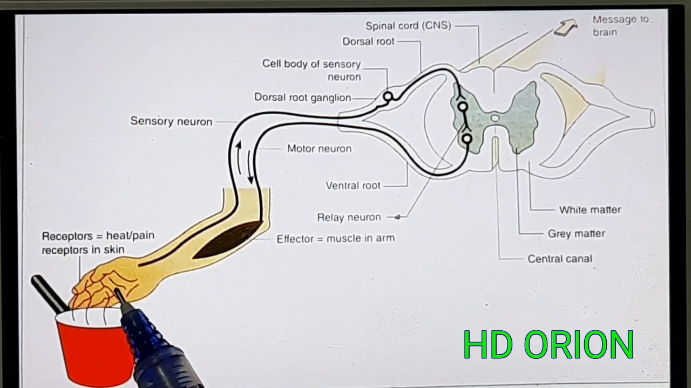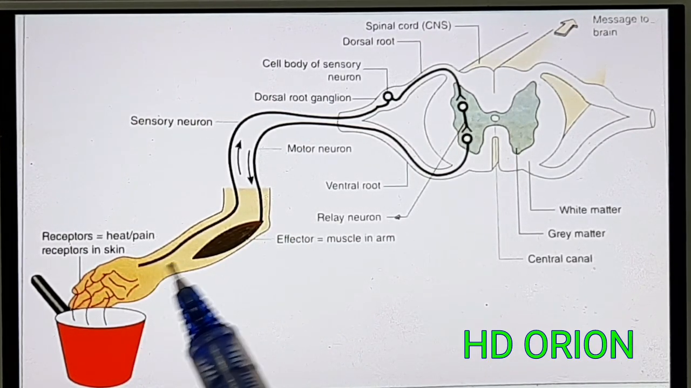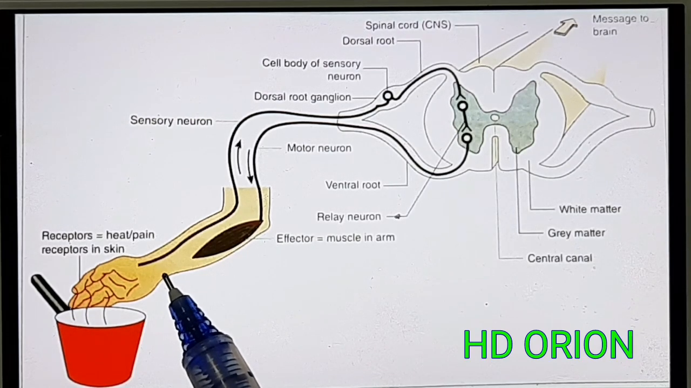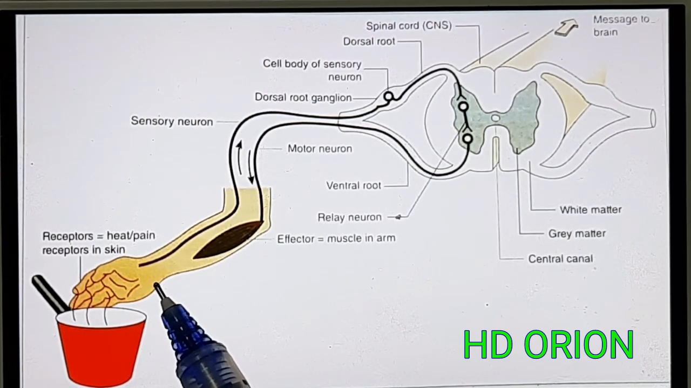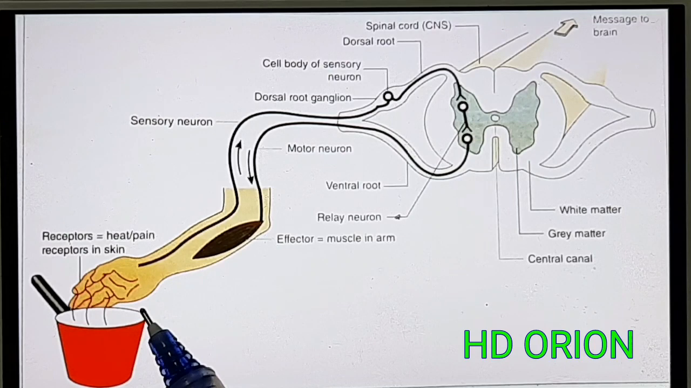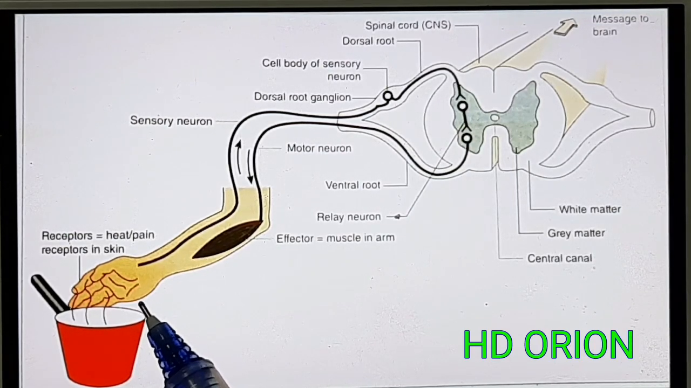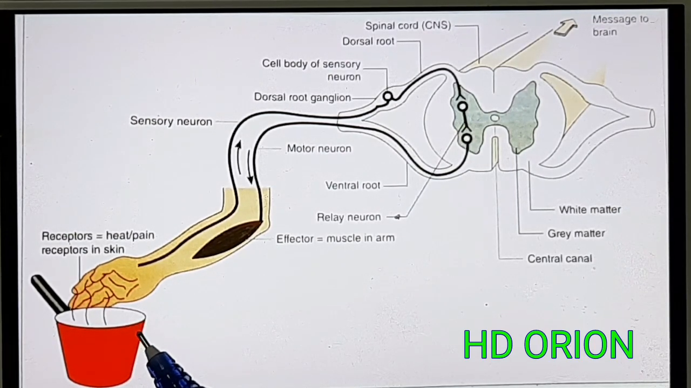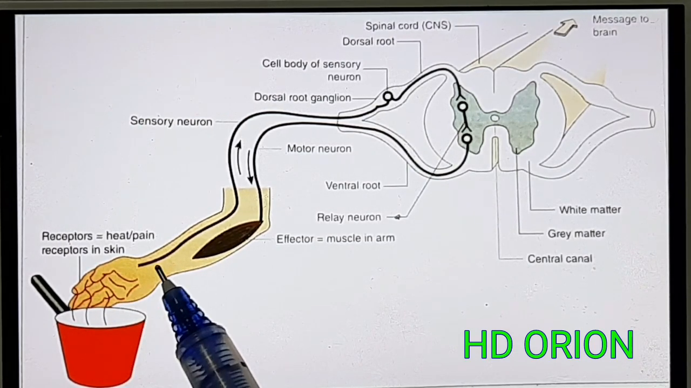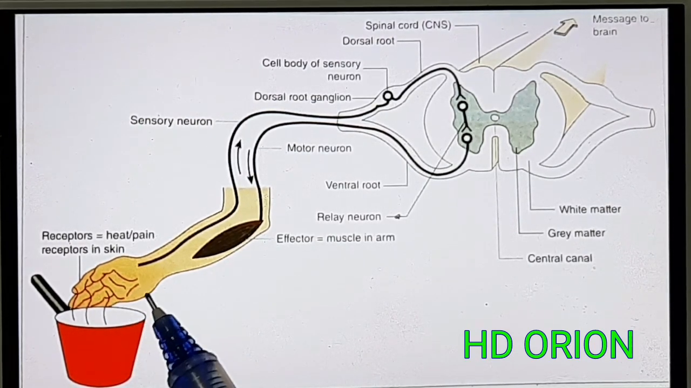Here the receptor and the effector both are the hand. It is not always the case. Sometimes when you see something with your eyes, if a lizard is crawling towards you, the effect is brought by your legs. So the receptor and effector are not always the same. In this example, since the hand is touching it, the hand has to be removed. So the receptor and the effector are the same.